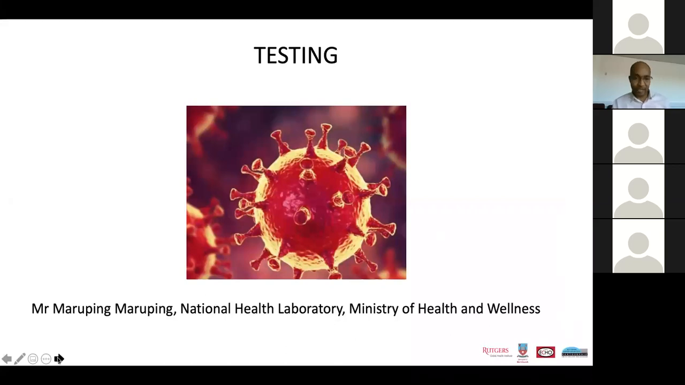To help us go through this, I'm proud to present our last speaker, Mr. Maruping, who will take a step-by-step detailed assessment of this. Mr. Maruping works at the National Health Laboratory at the Ministry of Health and Wellness. He's the principal medical scientist at this laboratory and has a bachelor's degree in medical laboratory sciences, and is also a researcher with more than 8 co-authored peer-reviewed publications. So he's the right man to really show us how it should be done. Please, I leave the floor to Mr. Maruping.